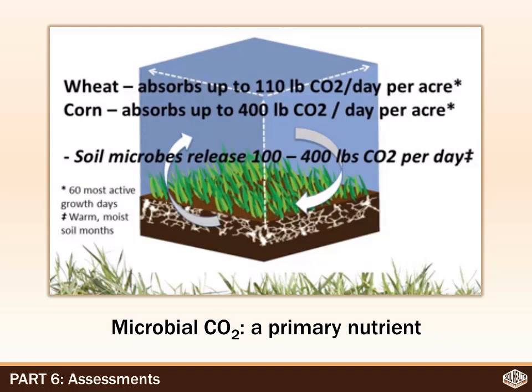It's well established that plants grow better in a carbon dioxide-rich environment, and this chart gives an estimation of how much carbon dioxide two very common crops take in per acre per day. What it also shows is that the amount of carbon nutrient needed by those two plants can be supplemented by a healthy soil microbiota.